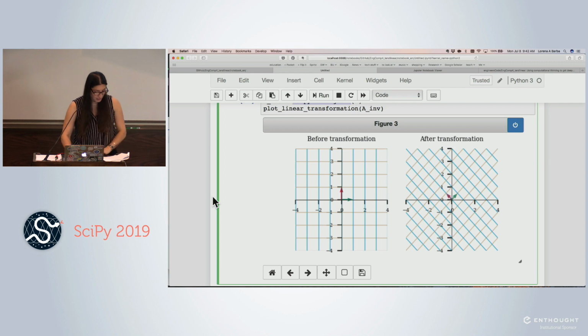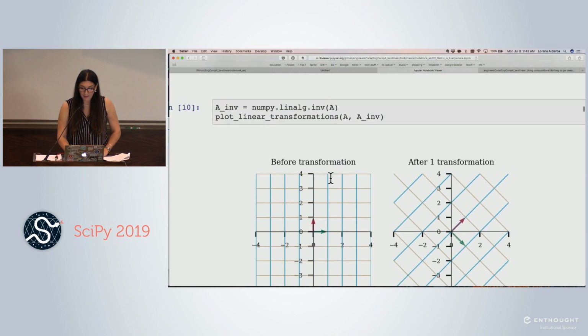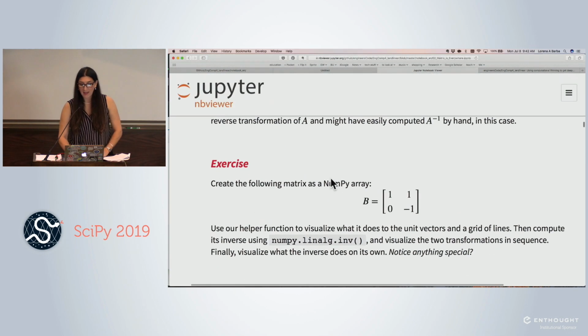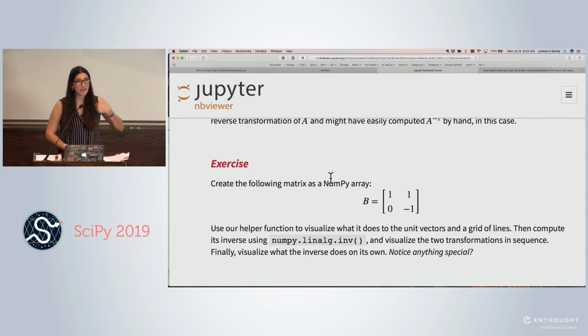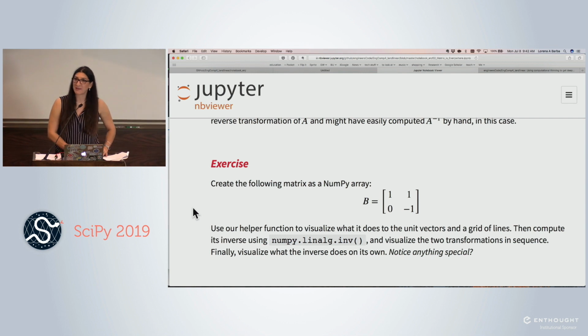Now let's create the following matrix. And this is an exercise for you to do with this matrix right here. So let's give you just a minute to do the same exploration we just did with the matrix A, but with this matrix B. You can create the matrix as a NumPy array, visualize it, compute the inverse, visualize it, and then compute them both in sequence, and see if you find anything special.